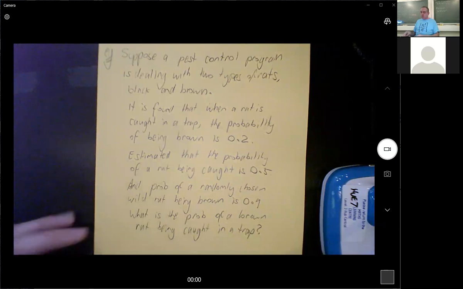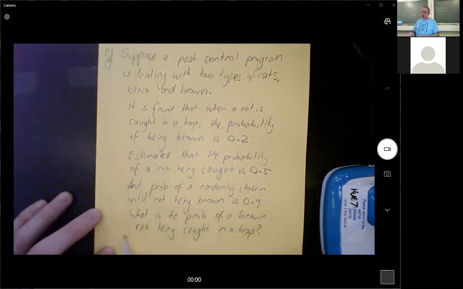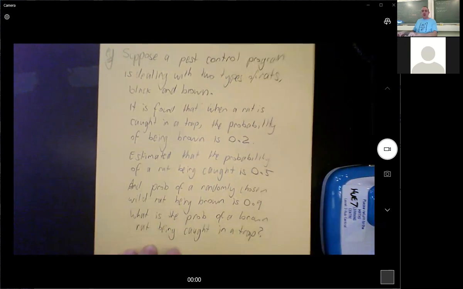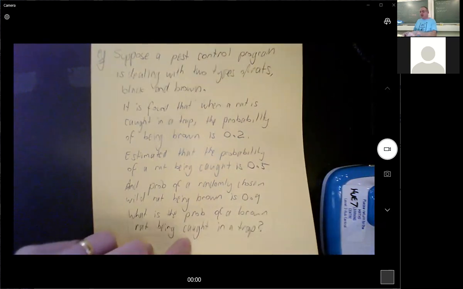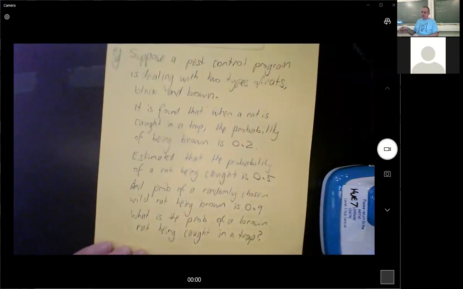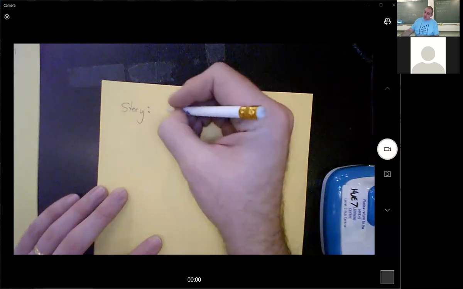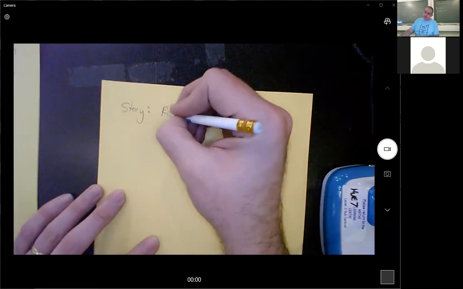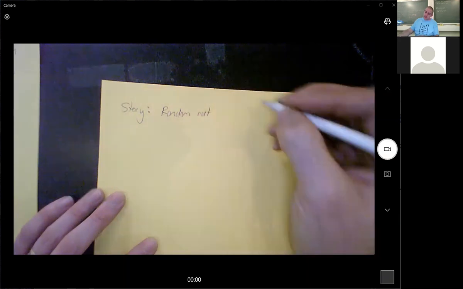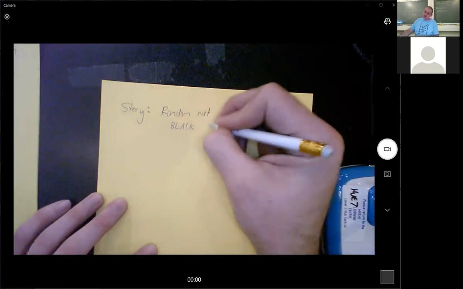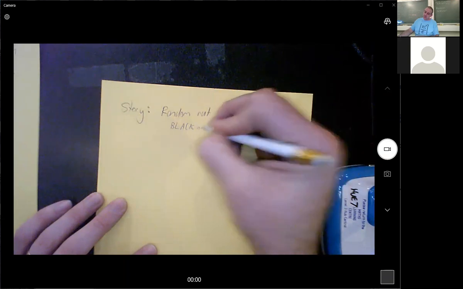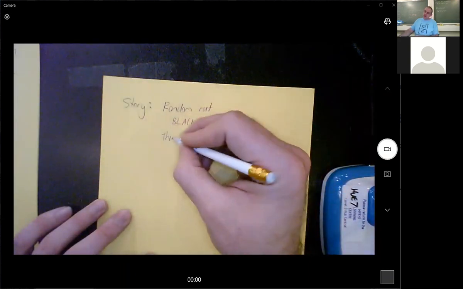So it seems to me that we're interested in the probability of a brown rat being caught in a trap, and the story that produces that is that first you've got a rat and it's either black or brown, and then it gets caught. That's my understanding of the story. So you get a random rat, which is either black or brown, and then it gets caught or it doesn't get caught.